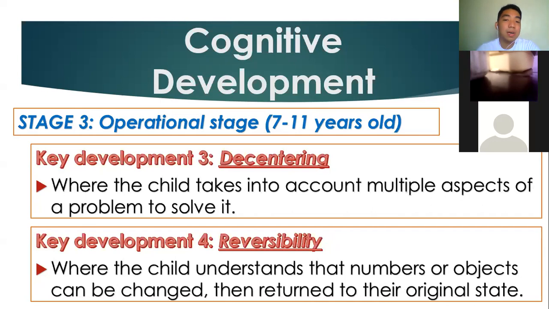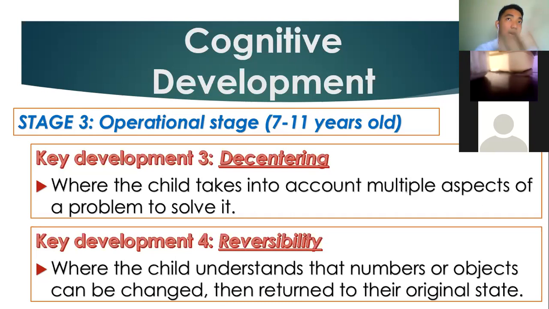Okay, so this one, decentering, where the child takes into account multiple aspects of a problem to solve it. So ganiha sa pre-operational, we talk about centration, judging only based on one characteristic or quality or criteria. But this one, dili na siya. He or she is able to see the other characteristics when judging. Okay, then we have reversibility, where the child understands that numbers or objects can be changed, then return to their original state.